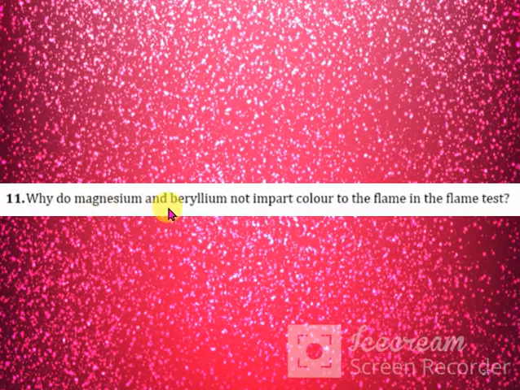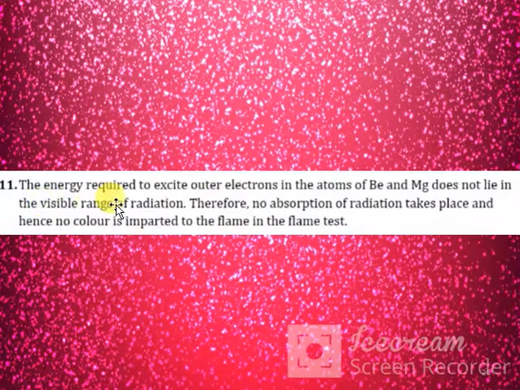Why do magnesium and beryllium not impart color to the flame in the flame test? Answer is, the energy required to excite outer electrons in the atoms of Be and Mg does not lie in the visible range of radiation. Therefore, no absorption of radiation takes place and hence no color is imparted to the flame in the flame test.